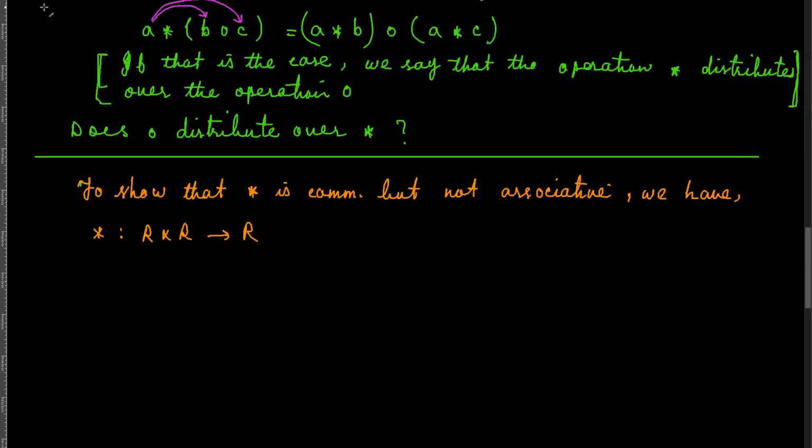So to show that star is commutative but not associative, we had star as a binary operation on the set of real numbers, and star was defined as a star b is equal to the absolute value of a minus b, for all a and b belonging to the set of real numbers.